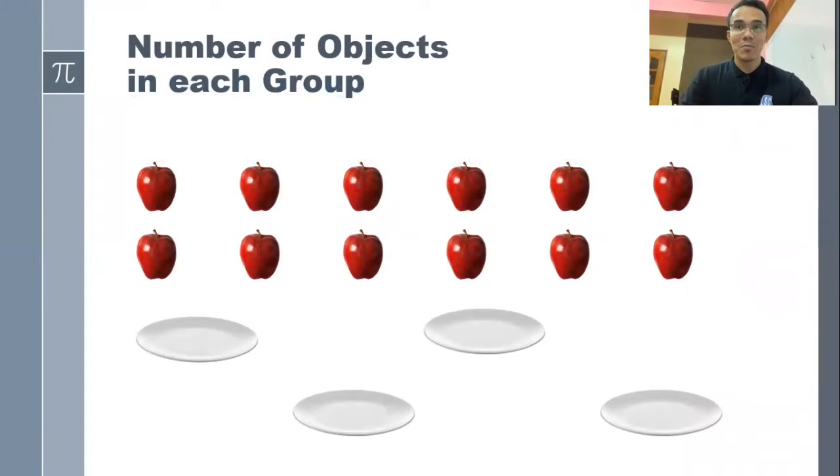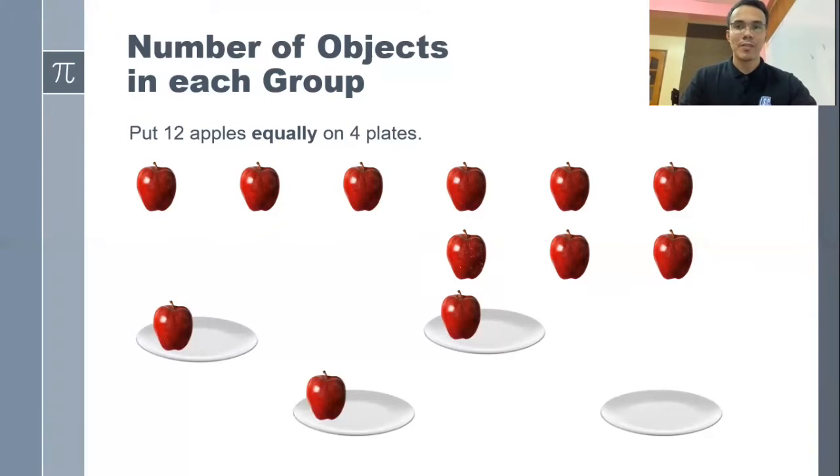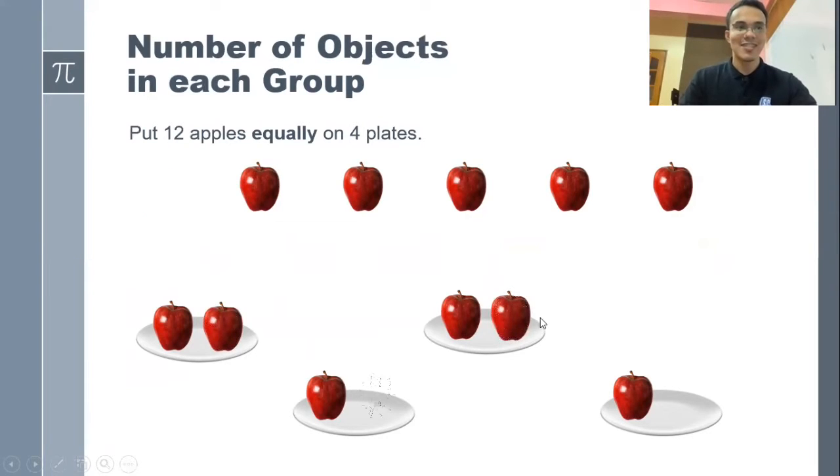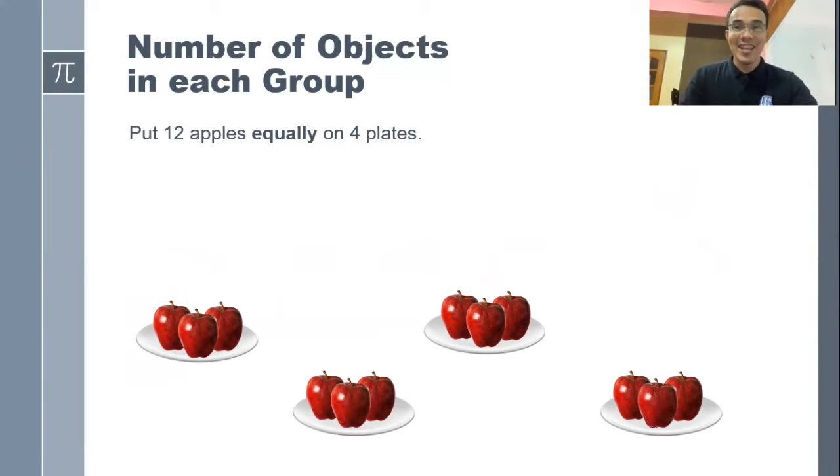Let's have example number 1. In this example, we're going to find the number of objects in each group. There are 12 apples and 4 plates. You're going to put 12 apples equally on 4 plates. So how are you going to do that? You're going to put 1 apple on each plate first. Then put another 1 apple on every plate. You do that until nothing's left.